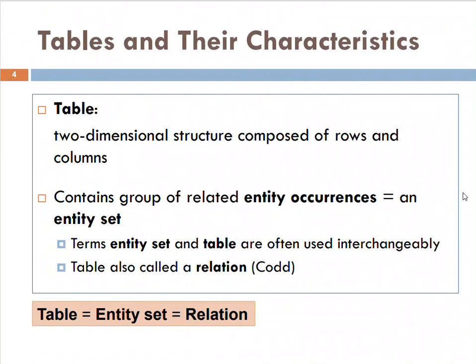Okay, next. So what is table actually? Table means two-dimensional structure composed of rows and columns. So table ni adalah satu struktur yang terdiri daripada baris dan lajur, rows and columns. Contains group of related entity occurrences, or we call it also as entity set. Terms entity set and table are often used interchangeably. So, table ni kadang-kadang kita panggil juga sebagai entity set and also called as a relation. So, tiga term yang digunakan secara bersilih ganti, table, entity set, relation.